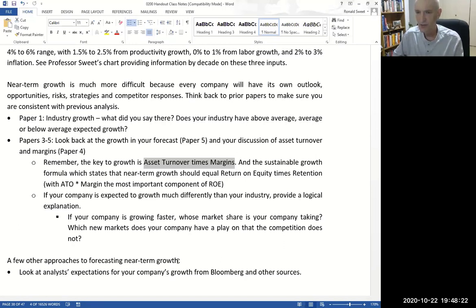That's that sustainable growth. So you might look back at that chart from paper 4, that asset turnover times margin, and just see, is that line going up, or is it flat, or is it coming down? That is probably, to me, the most important driver of growth. If asset turnover times margin has been coming down and you want their growth to go back up, you got to think, what are they going to do to change this company and get better at turnover and margin?